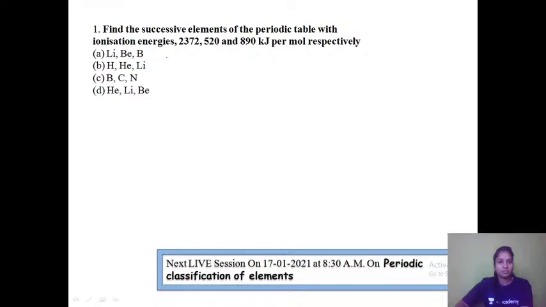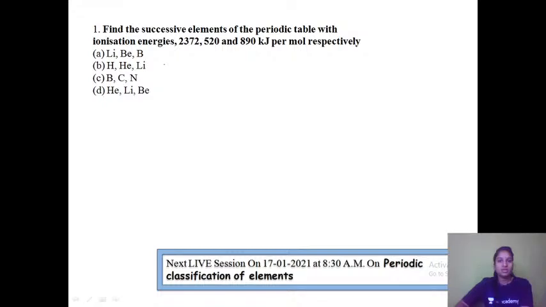Lithium, beryllium, boron: elements of the same period. Hydrogen, helium, lithium: elements of different groups and different periods. Boron, carbon, nitrogen: this is again the same period, and also helium, lithium, and beryllium. This is also a different group and different period.